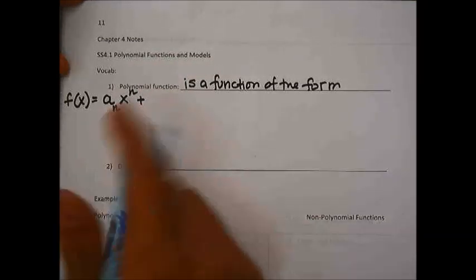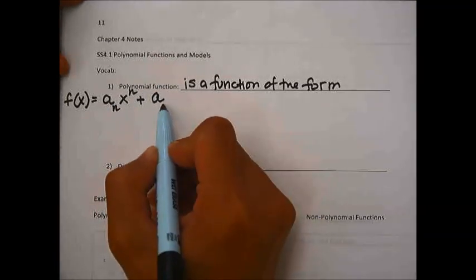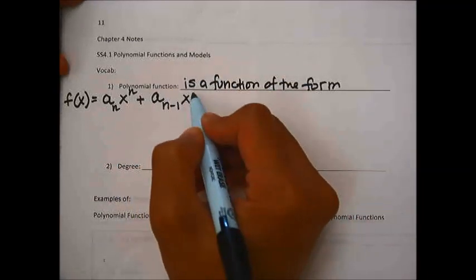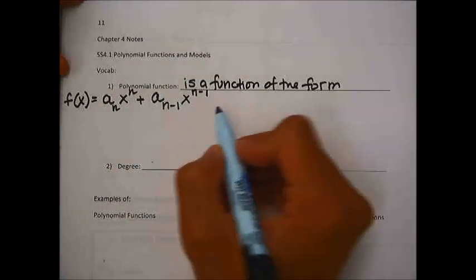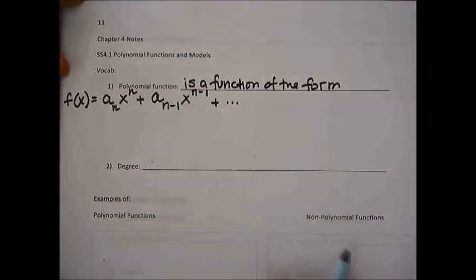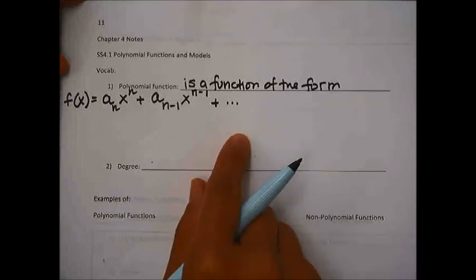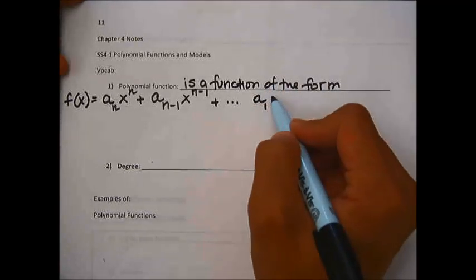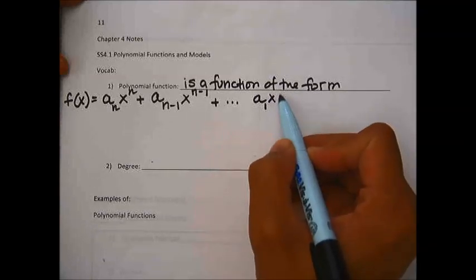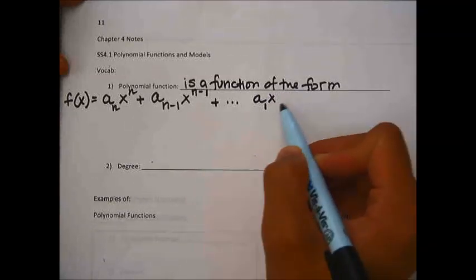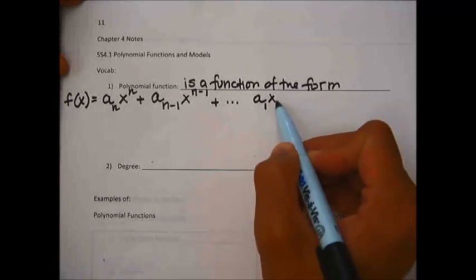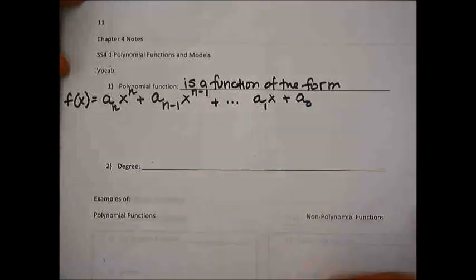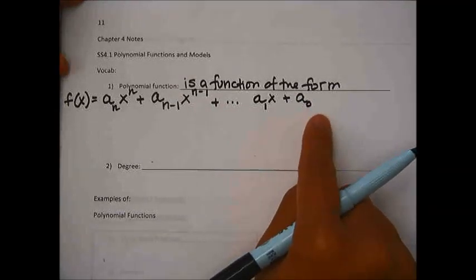so this is my first term. Term number 2 is a sub n minus 1 times x to the power of n minus 1, plus dot dot dot. Okay, that means I can have as many terms in between as I wish. And then we have a subscript 1 times x. Technically this one should have a power of 1, but power 1 is the same as no power, so we just leave it x. And then our constant term, which is a subscript of 0. This one doesn't have any x, so this is my constant.